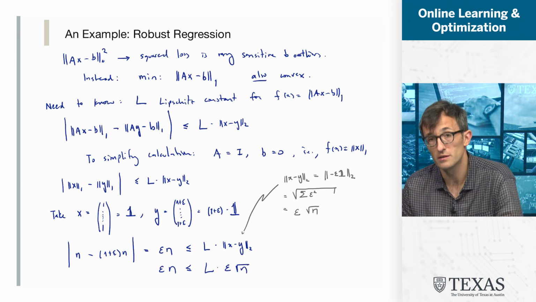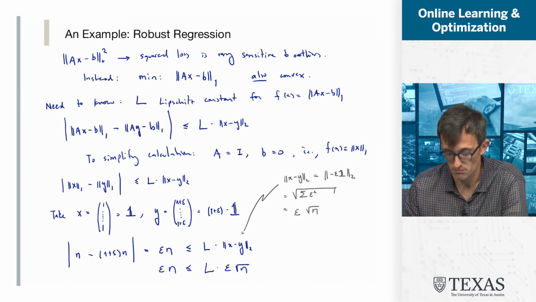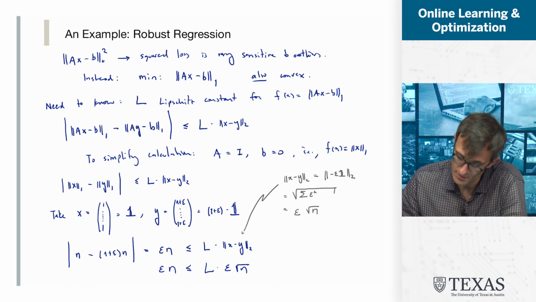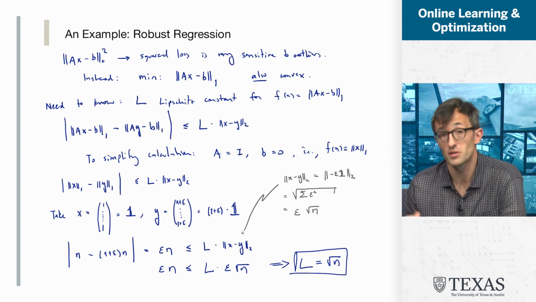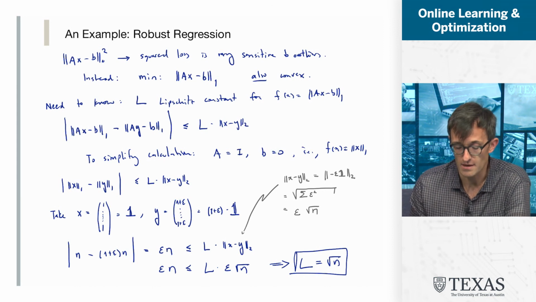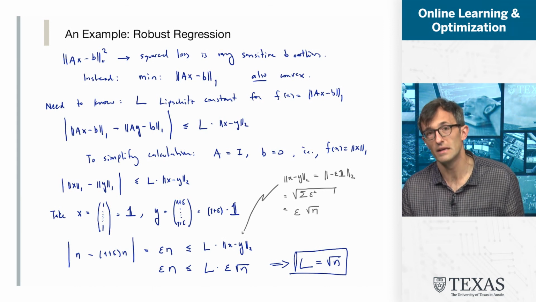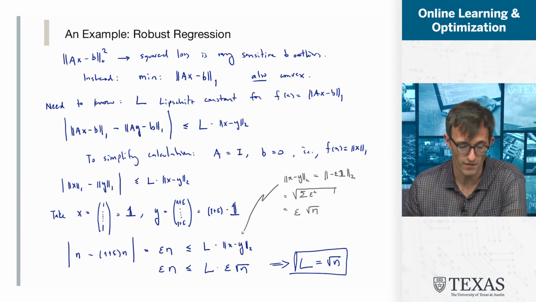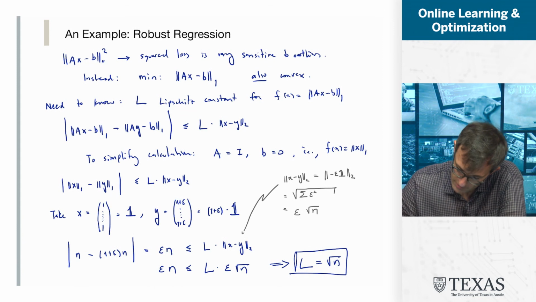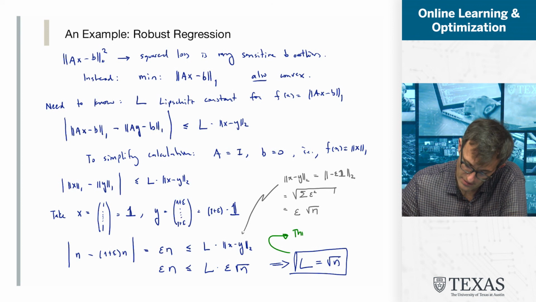Now, we need to choose L in order to make this upper bound true. And the only way to do that is to take L bigger than square root of n. So I need to choose L equal to the square root of n, which is a very large number. In particular, it's dimension dependent. The dimension here is n. I have n variables, and I need my Lipschitz constant to be square root of n. So this is the key point here. So in this example, this is dimension dependent.